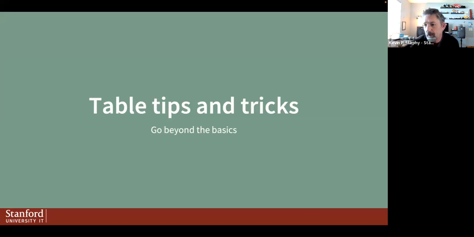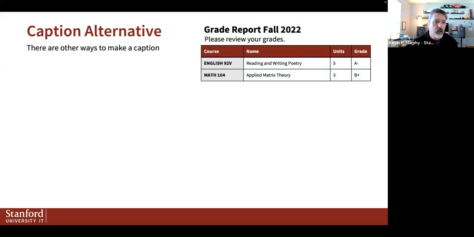So, a few little tips and tricks to take your tables and make them go beyond the basics. I mentioned the caption before, and the caption functions like a heading of a table. Most screen readers will read the caption for a table, but there are other ways to accomplish the caption. The caption element as the first HTML child of the table is the simplest way to do it.